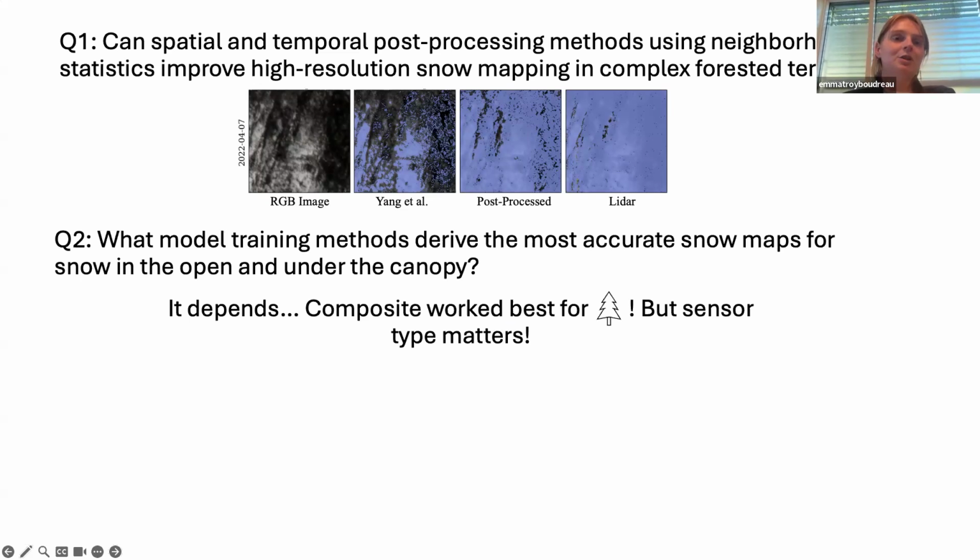And then question 2, what model training methods derive the most accurate snow maps for snow in the open and under the canopy? I think it depends. The composite worked the best for trees without post-processing, but the sensor type does matter. So maybe trying some combination of the composite method with the Flug method, where you can expose your model to several image conditions, might be helpful.